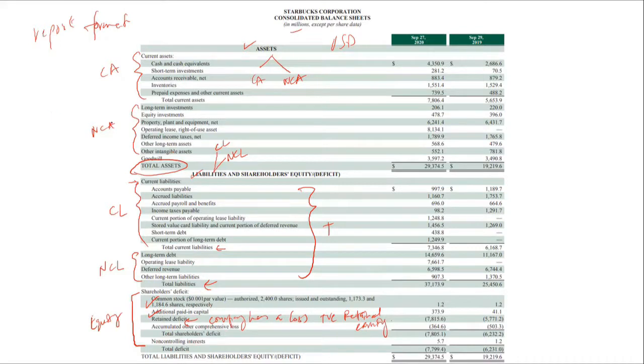Since, as we said, assets equal liabilities plus equity, total assets here must be equal to the liabilities plus equity section for both years. Let's look at which years these are. This is 2019 and this is 2020. So assets equal liabilities plus equity, this is a key feature. A balance sheet must balance, and it will report assets, liabilities, and equity.